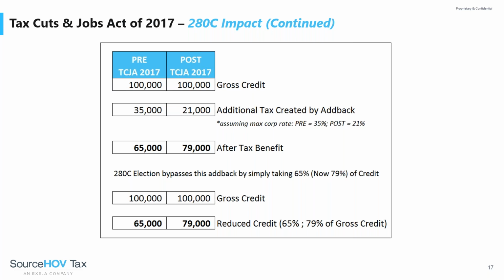With the change in the corporate rate, when you make this election, you now walk with $79,000 of tax benefit, and that's on the same amount of expenditures. The taxpayer did nothing different. It's just that after the Tax Act, the credit is actually worth more to them now.